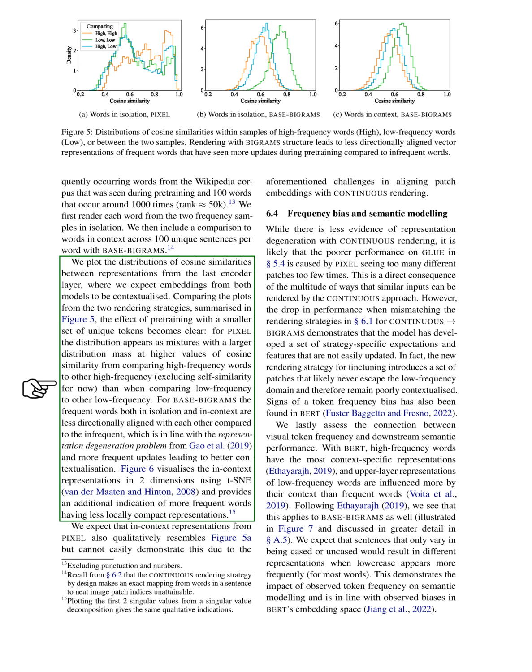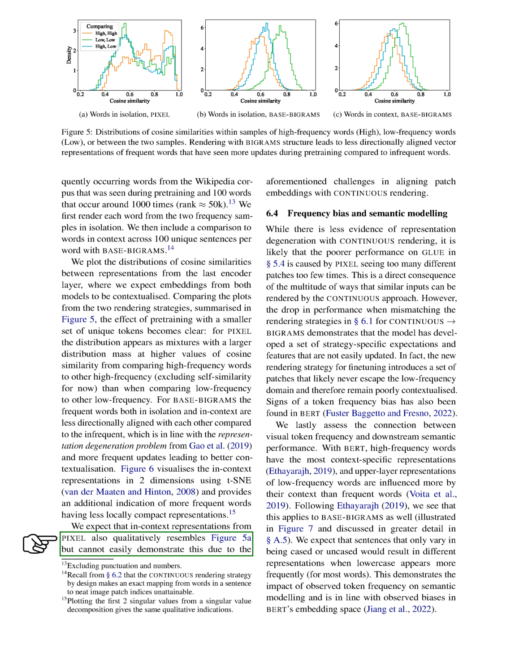We found that for PIXEL, the distribution appears as mixtures with a larger distribution mass at higher values of cosine similarity from comparing high-frequency words to other high-frequency words than when comparing low-frequency to other low-frequency. For base bigrams, the frequent words both in isolation and in context are less directionally aligned with each other compared to the infrequent. This is in line with the representation degeneration problem and more frequent updates leading to better contextualization.